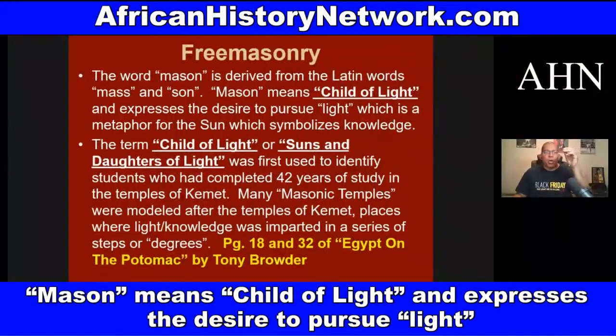So the term child of light or sons and daughters of light was first used to identify students who had completed 42 years of study in the temples of ancient Kemet. So check out pages 18 and 32 of Egypt on the Potomac by Tony Browder. Fantastic book.